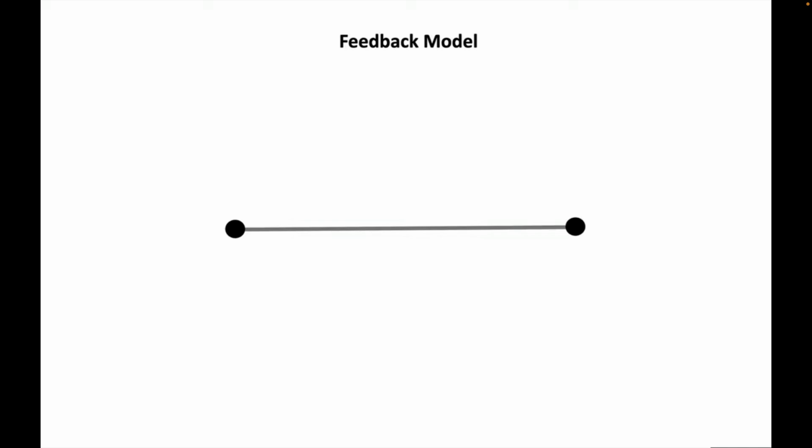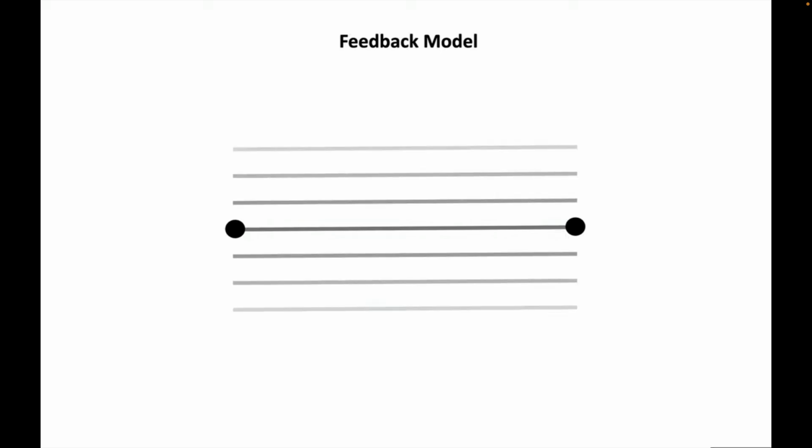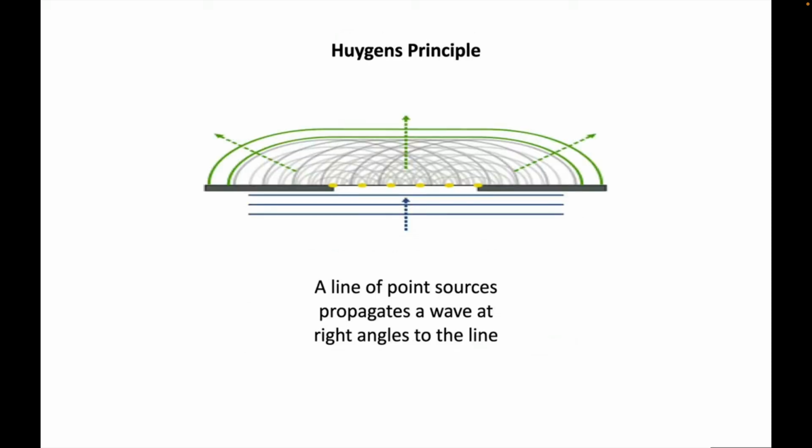Other sorts of feedback that would be expected from a feedback model is that when you have a linear resonance between 2 feature points, then this resonance will tend to expand outward at right angles to the original line, by the same principle as Huygens' principle. A line of point sources propagates as a wave at right angles to the line.